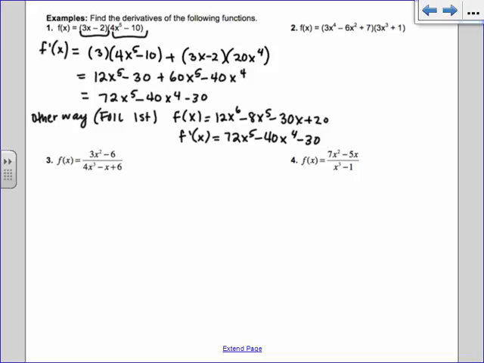So I always want you to use your best judgment on your homework. Okay, if you're doing something that takes a lot of time, like maybe you're not doing the right thing. Okay, so this would be easier if you just kind of FOILed out.